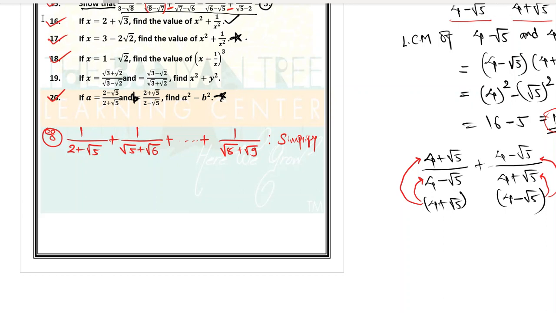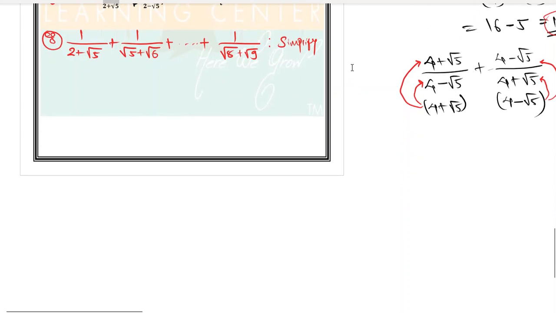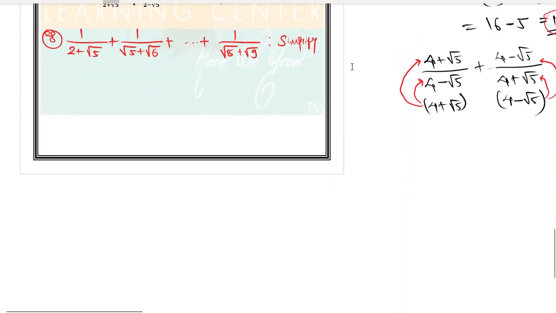So the last question which somebody has asked me just today is 1 upon 2 plus root 5, plus 1 upon root 5 plus root 6, plus so many terms, and then finally 1 upon root 8 plus root 9. Now see the pattern. I want you to understand the pattern, and then we'll see how to solve this question. Figure out the question first before you solve it.